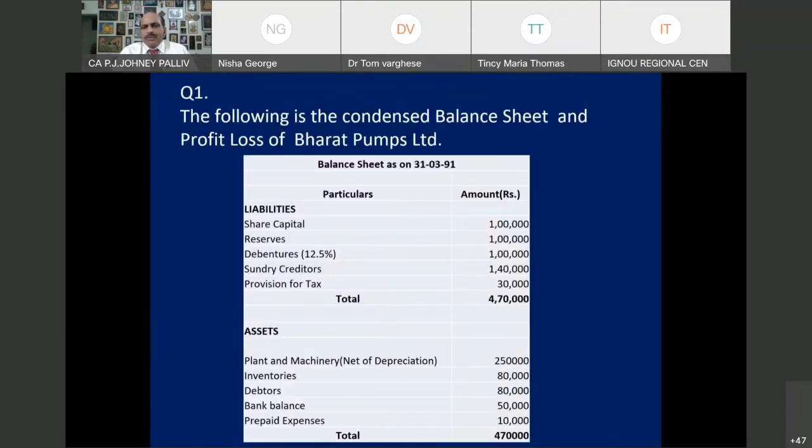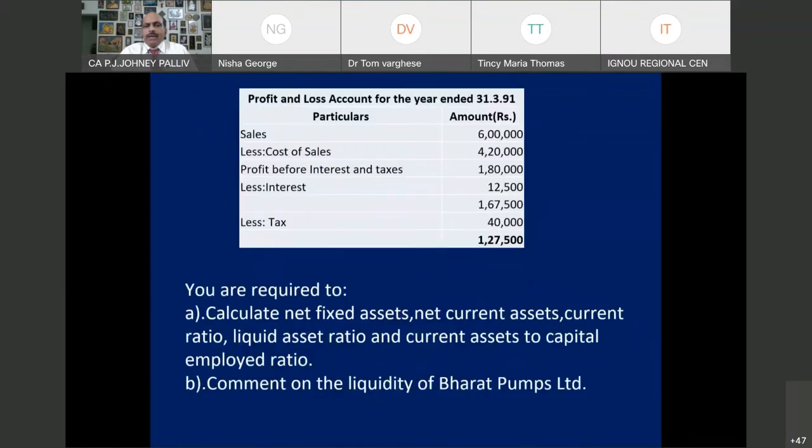In this balance sheet, you can see here 140 plus 30, 170. Instead of 1,70,000, it should be 1,10,000. So 170 minus 110, 60,000 is to be from long-term liabilities or long-term funds, either from debentures or from accumulated profit or from share capital. Then your liquidity position will be safe and you can maintain the standard norms. So this is very, very important for your practical situations.